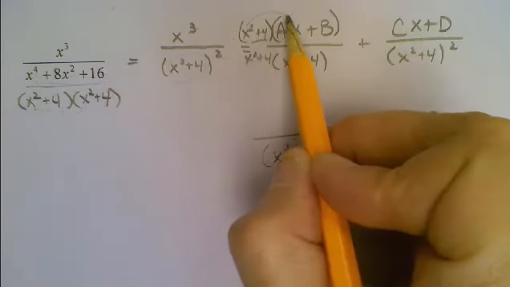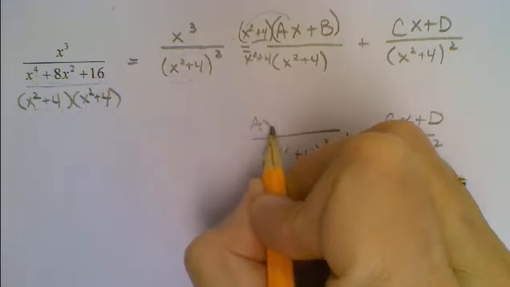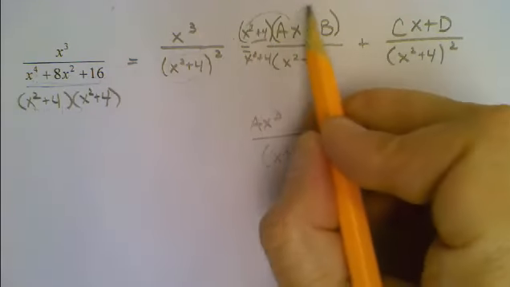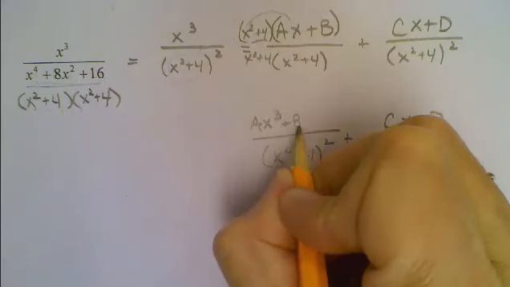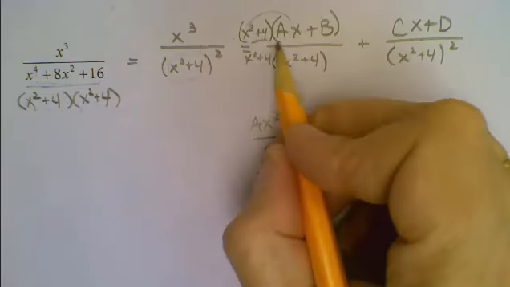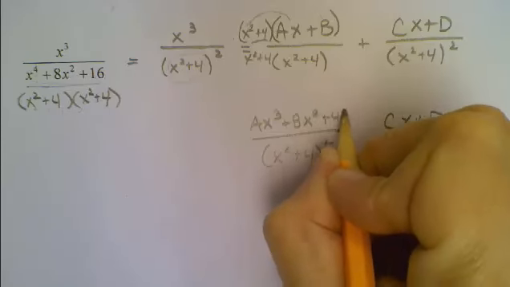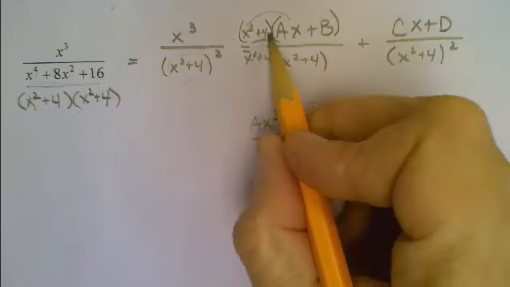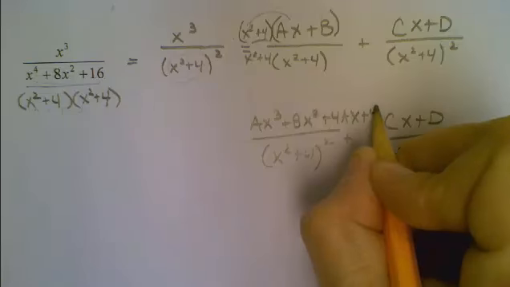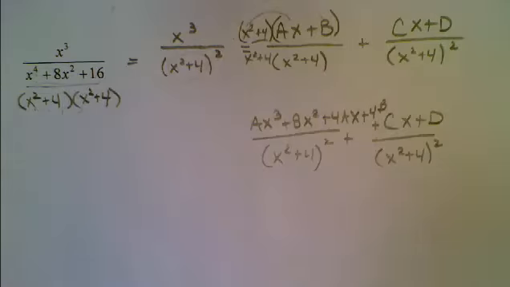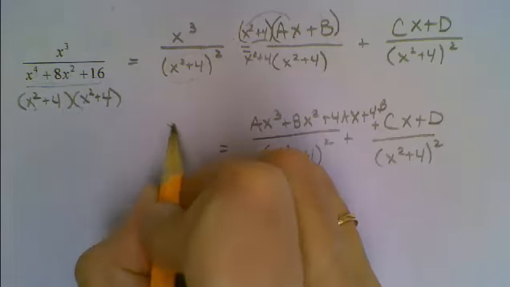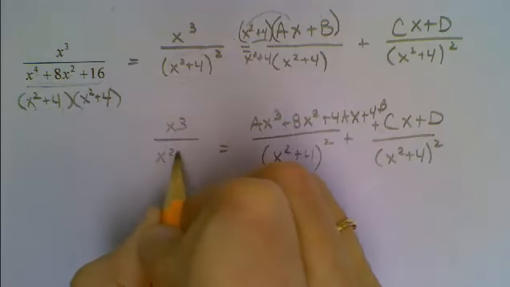So I'm going to get ax to the 3rd. I'm going to get bx squared. I'm going to get 4ax. Don't really have enough room here. And I'm going to get 4b. Plus that. All right, that all has to equal x to the 3rd on the top in the numerator.